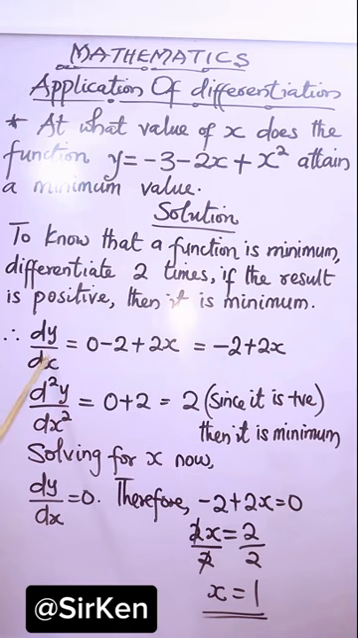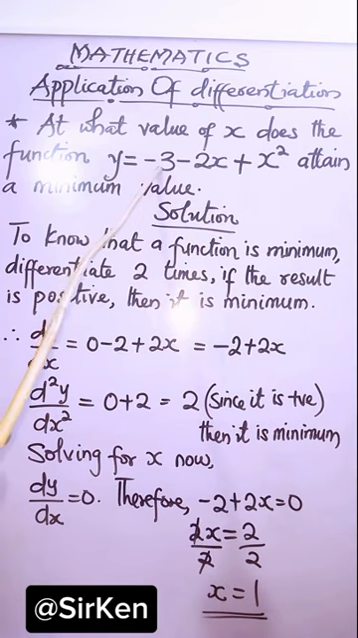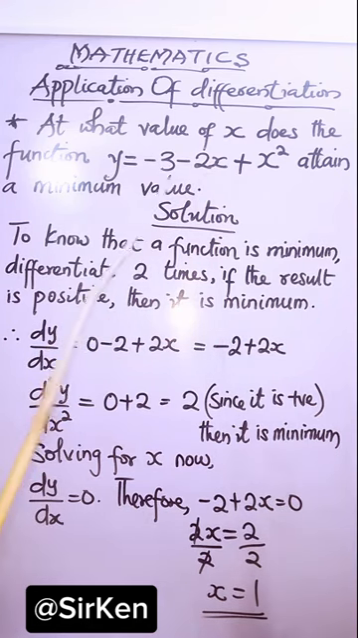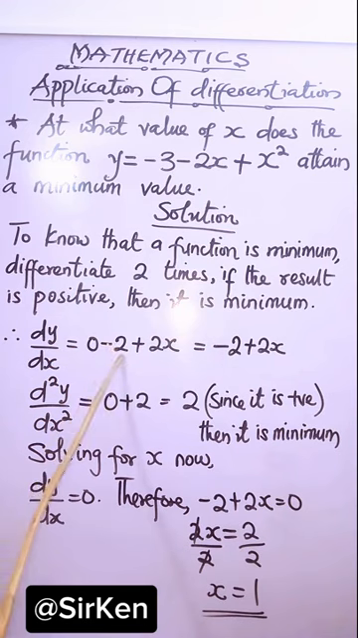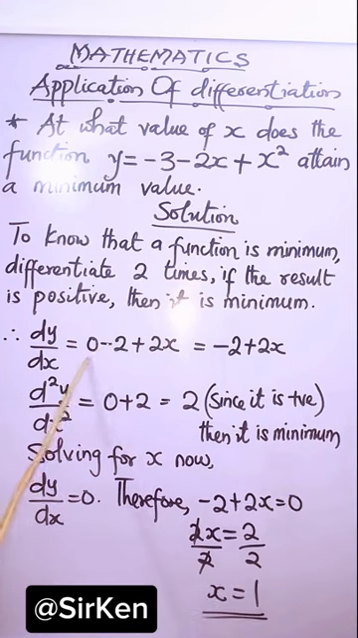But in this case, we'll first of all quickly test whether it is at minimum. You differentiate it the first time, dy/dx. This is the function we are differentiating. If we differentiate y with respect to x, minus 3 is a constant because it does not carry x. If you differentiate minus 3, it will give you 0, because if you differentiate a constant, it gives you 0. And if you differentiate minus 2x, obviously you will get minus 2. If you differentiate x squared, you are going to get 2x. So 0 minus 2 plus 2x gives you minus 2 plus 2x.